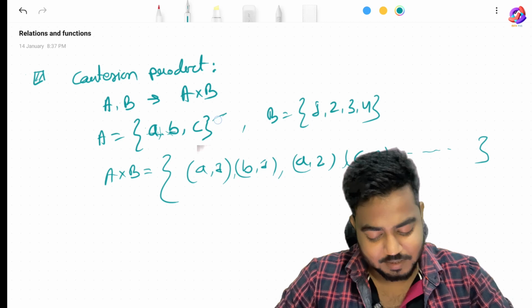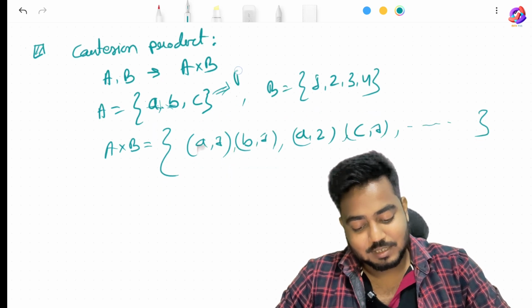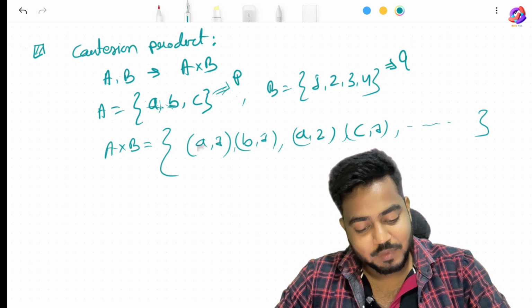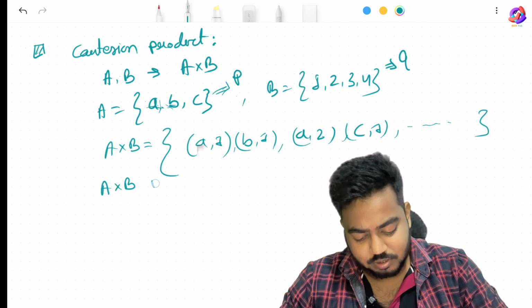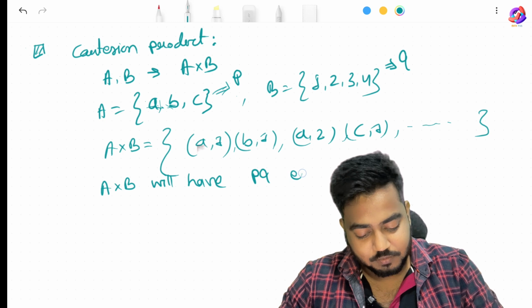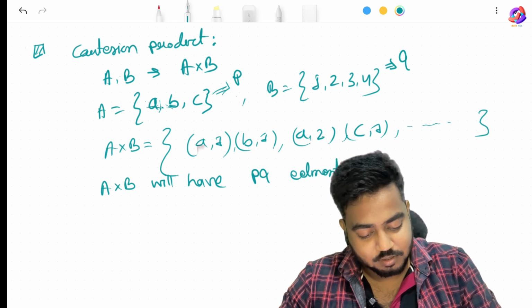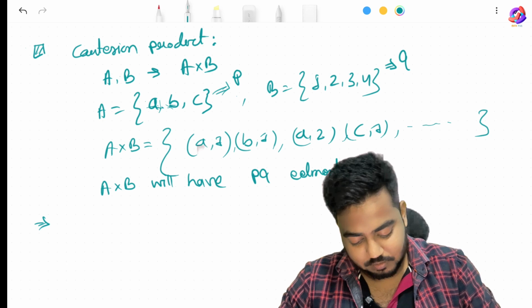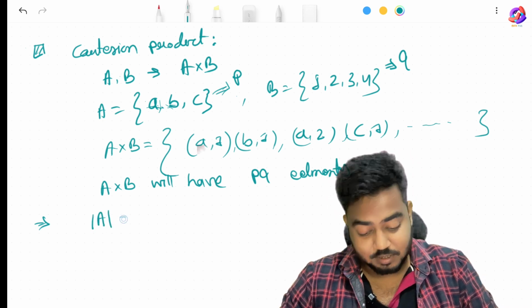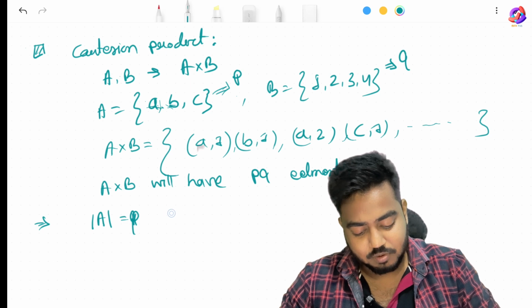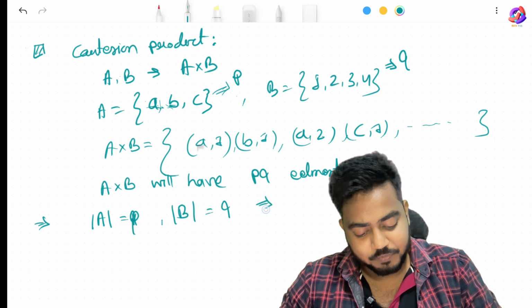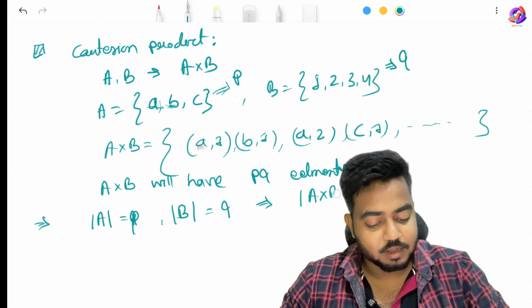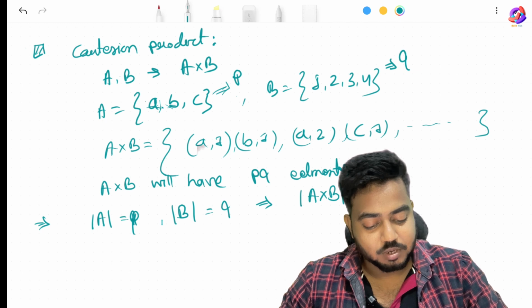It's clear that if set A has p elements and set B has q elements, then A cross B will have pq elements. So that's the conclusion: if A has p elements and B has q elements, then A cross B will have p times q elements.